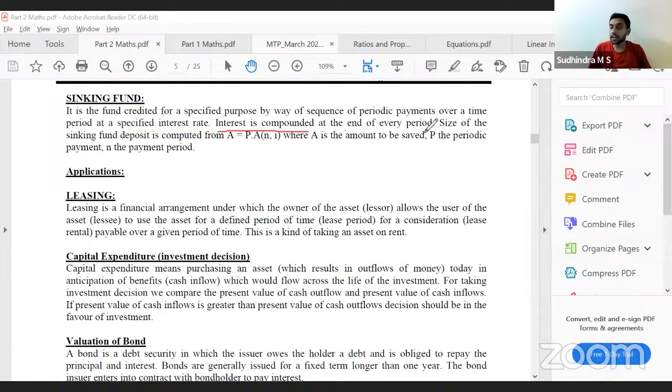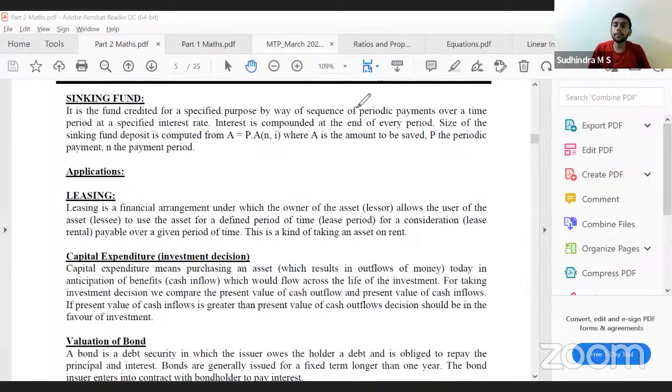Interest is compounded at the end of every period. The size of the sinking fund deposit, what is the amount of deposit that we have to make, is computed using this formula: P into A, that is the future value after considering n and i. So basically the same compound interest formula should be applied.